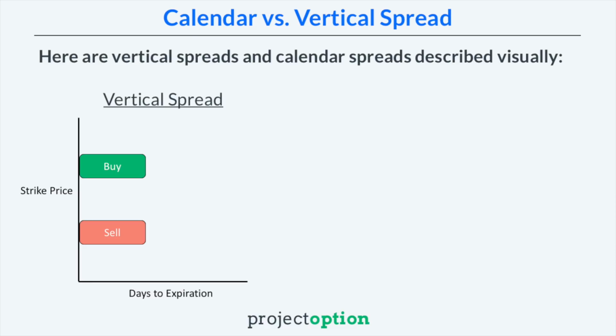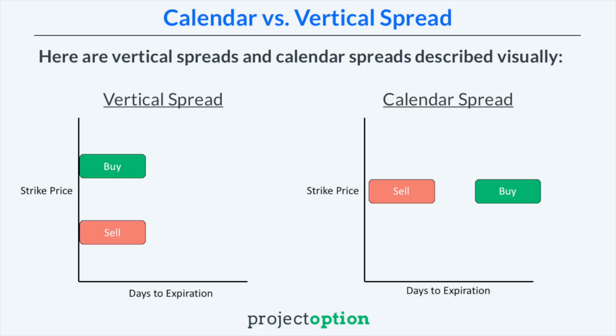Really quickly before moving on, let's just visualize the difference between a vertical spread and a calendar spread. So with a vertical spread, you're going to be buying one option and selling another option, and both options are going to have the same type and they're going to be in the same expiration cycle, but will have different strike prices. So in this example, we're buying an option at a higher strike price and selling an option at a lower strike price in the same expiration cycle. Now with a calendar spread, you're going to be buying and selling two options of the same type and strike price, but in different expiration cycles.